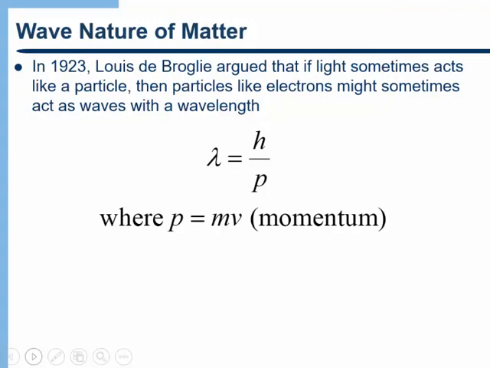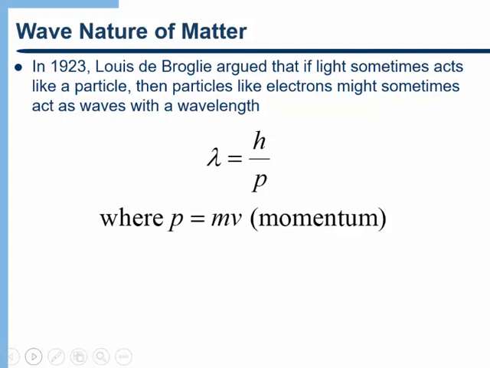Here's why we care. So far, we've talked about the fact that sometimes light seems to behave like a wave, and sometimes light behaves like a particle. Well, back in 1923, there was a graduate student named Louis de Broglie, and he argued that if light sometimes acts like a particle and sometimes like a wave, then maybe particles like electrons and protons, things that we've always thought about as just particles, maybe those also sometimes behave like waves.